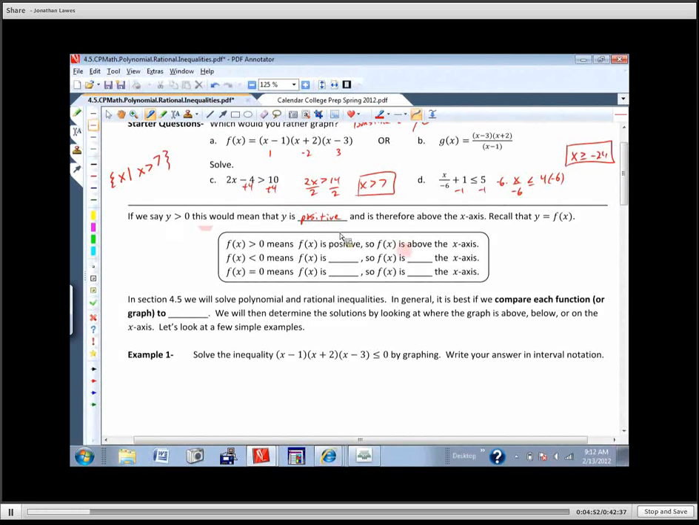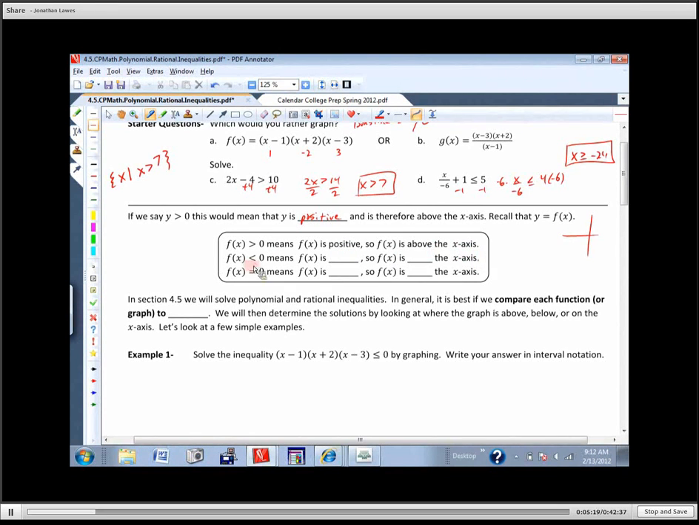And if y is greater than 0, if we look at an xy axis, that means it's up here. What that means is it's above the x-axis. So if I say y or f of x is greater than 0, I'm saying it's above the x-axis. And that's what we've got right here. So if f of x is greater than 0, that means f of x is positive, and it means f of x is above the x-axis.